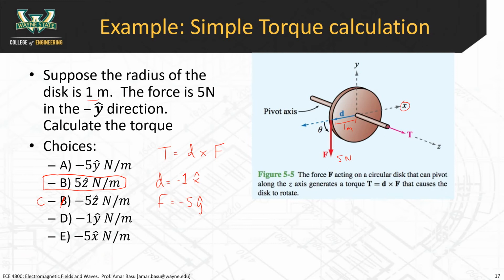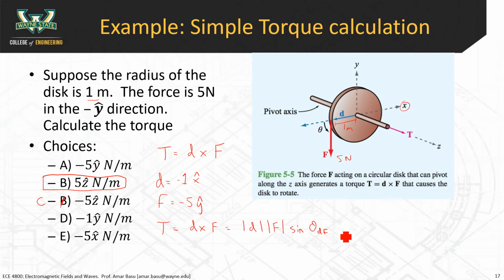Okay, and so the torque is equal to d cross f, which is equal to the magnitude of d times the magnitude of f times the sine of the angle between them.